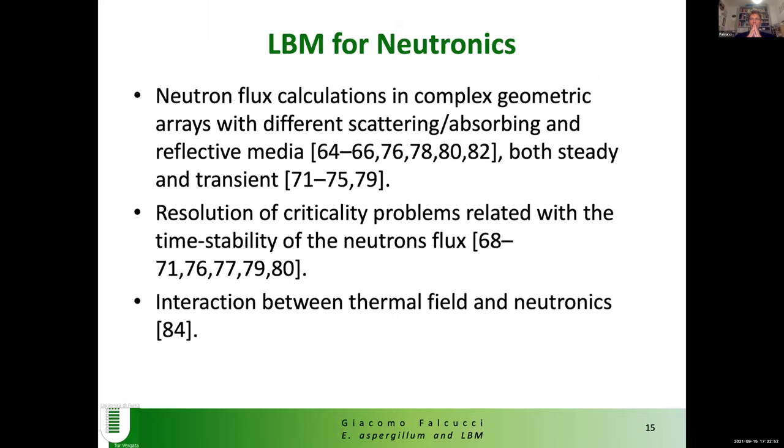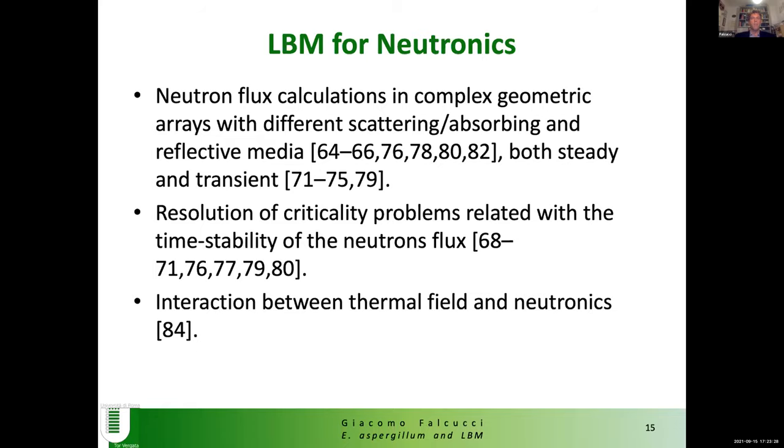In what has LBM been more used for neutronics in these last 15 years? For calculations in complex geometric arrays, always lattice Boltzmann preserves its beautiful characteristics of flexibility in complex domains and ease in dealing with complex boundary conditions. Also in the presence of these different scattering absorbing media and also reflective media, both for steady state and transient treatments. Okay, there are both in the recent literature.